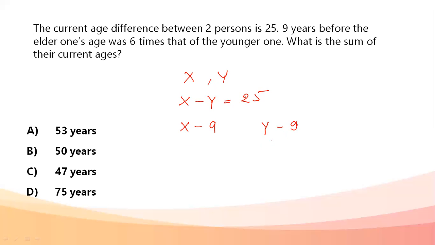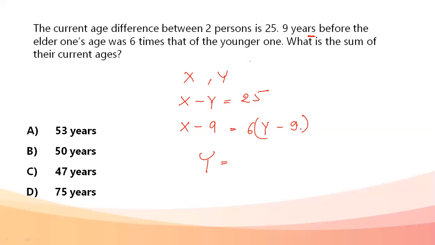It was 6 times that of the younger one. Okay, 9 years before, it was 6 times that of the younger one. What is the sum of the current ages? Okay, so we have two equations and two variables. When we solve this, we'll get the value of y. See, it's always 9 years before.